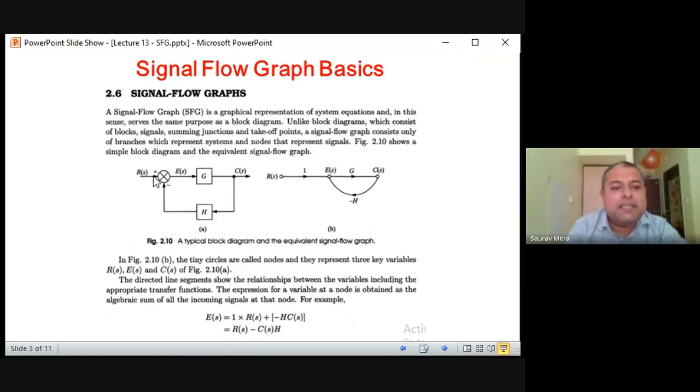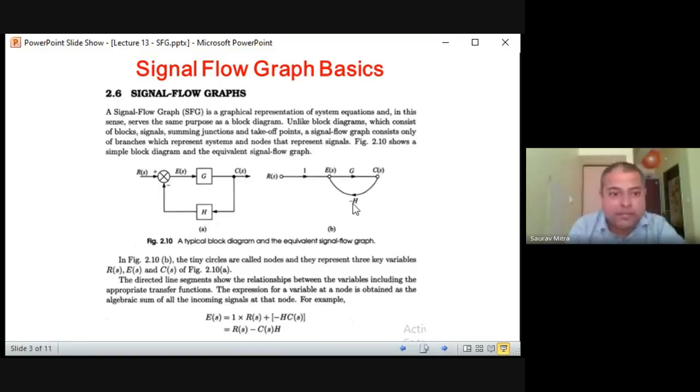Okay, and between R(s) and E(s) the gain is 1. So this is gain 1. Between this node and this node the gain is G. So between this summing point node and output node, the gain is G. That's why this arrow is there. Direction of arrow is very important, and this is G. And from input to output node, the gain is G. From output node to input node, there is a feedback path, and that gain is given by H with a negative feedback. That's why it is called minus H.